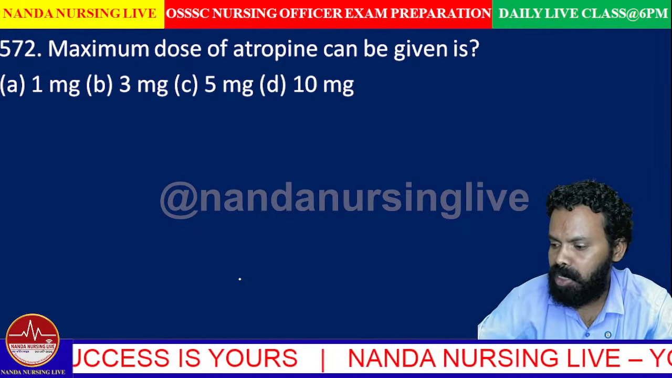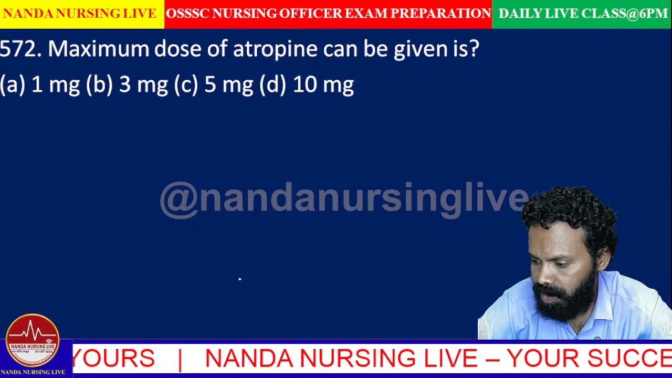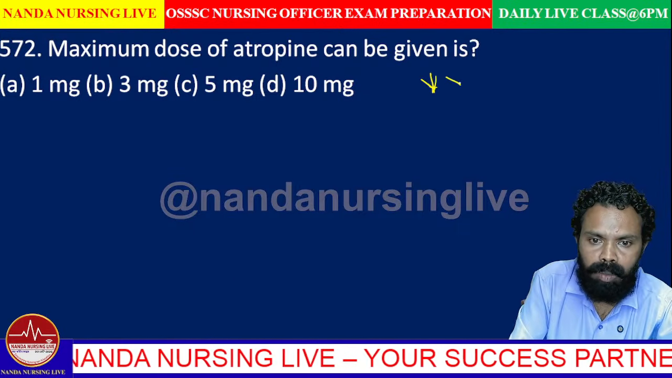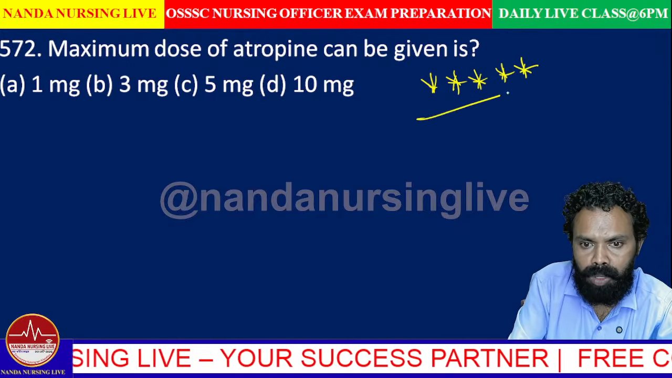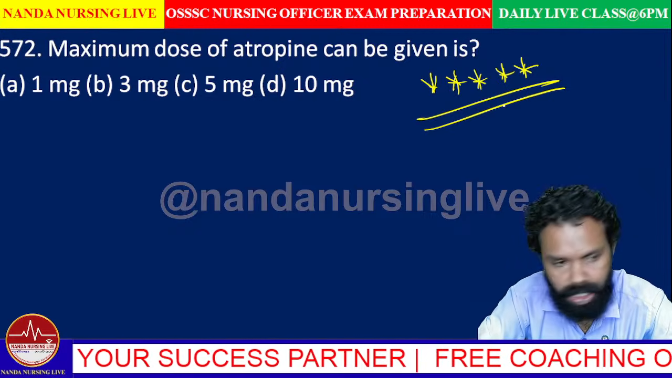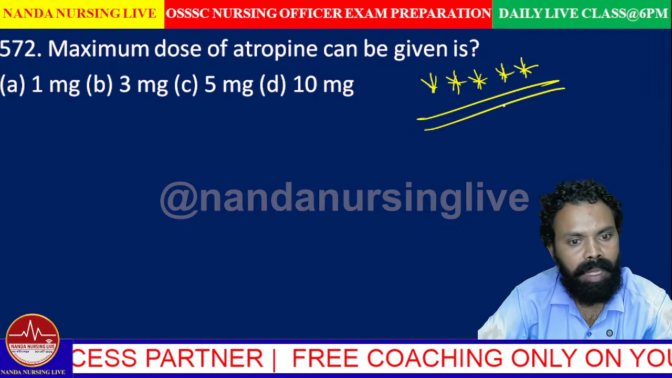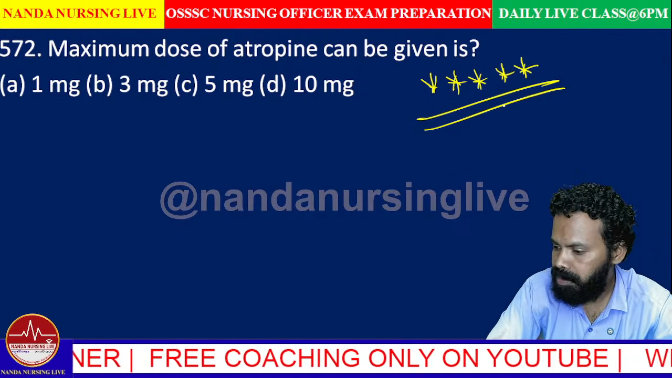Beta, next question number 572. Maximum dose of atropine that can be given at once. Most important MCQ, these are silly questions, but most important MCQ. Option A is 1 milligram, option B is 3 milligram, option C is 5 milligram, option D is 10 milligram. So which option is the correct answer?